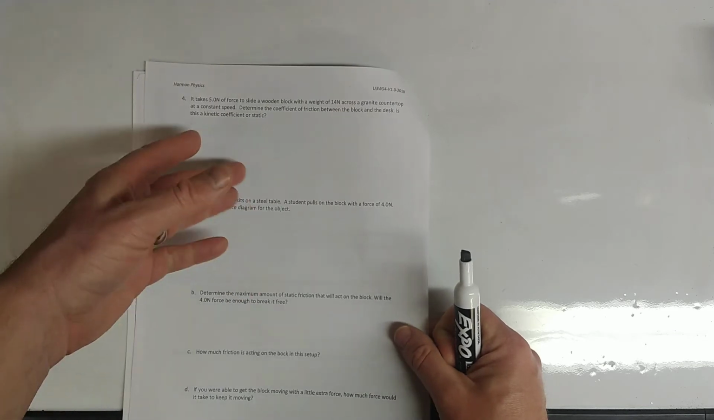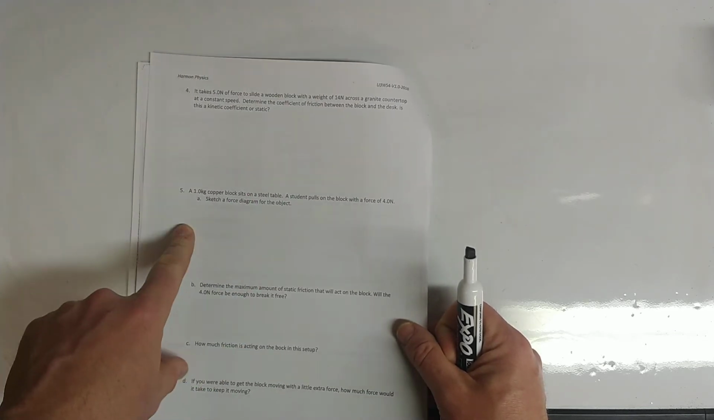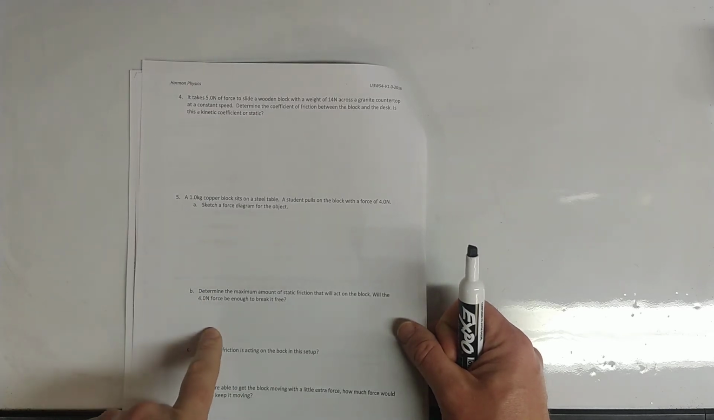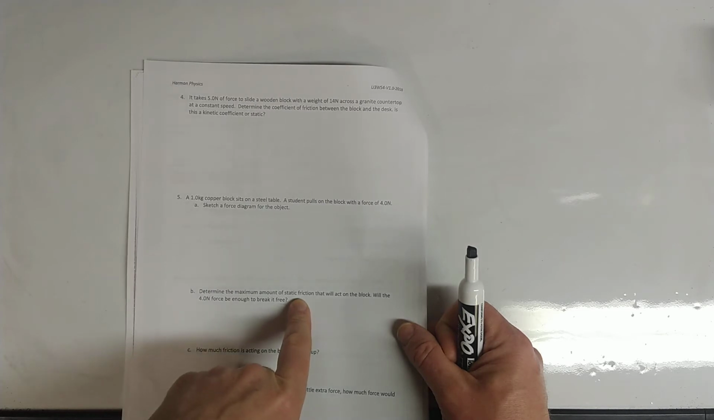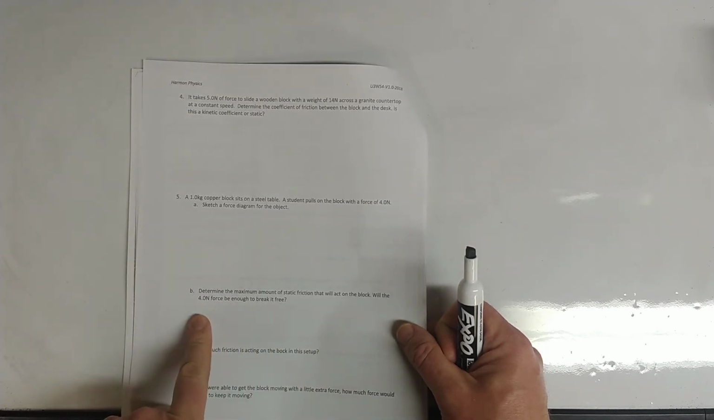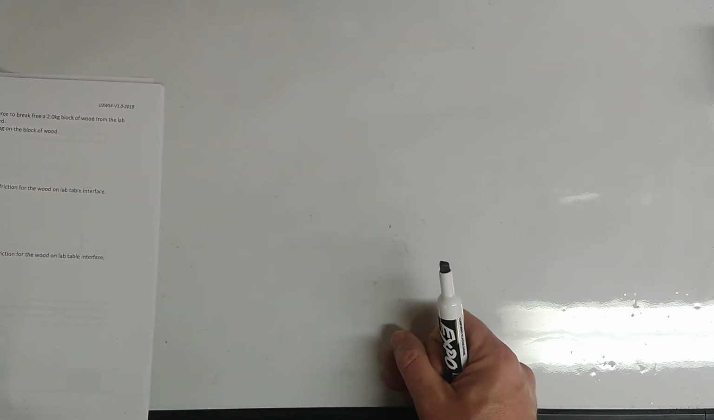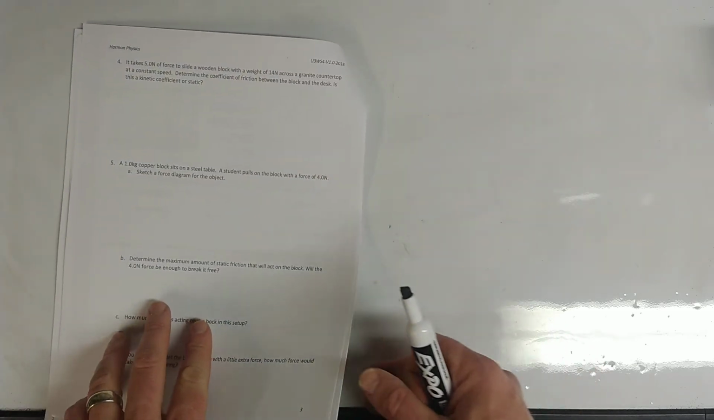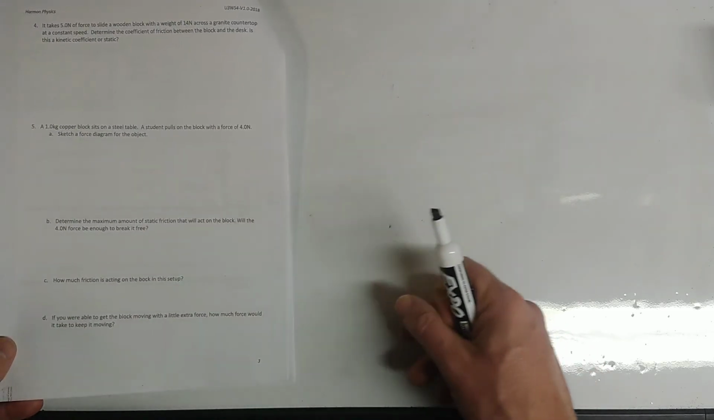Number 4 is similar to one we did in the video. All right, number 5. This one's got a trick to it. Determine the maximum amount of static friction that will act on the block. This is a really important one. Will the 4 newton force be enough to break it free? Number 6 is pretty straightforward. Let's take a look at number 5 a little more in depth here.